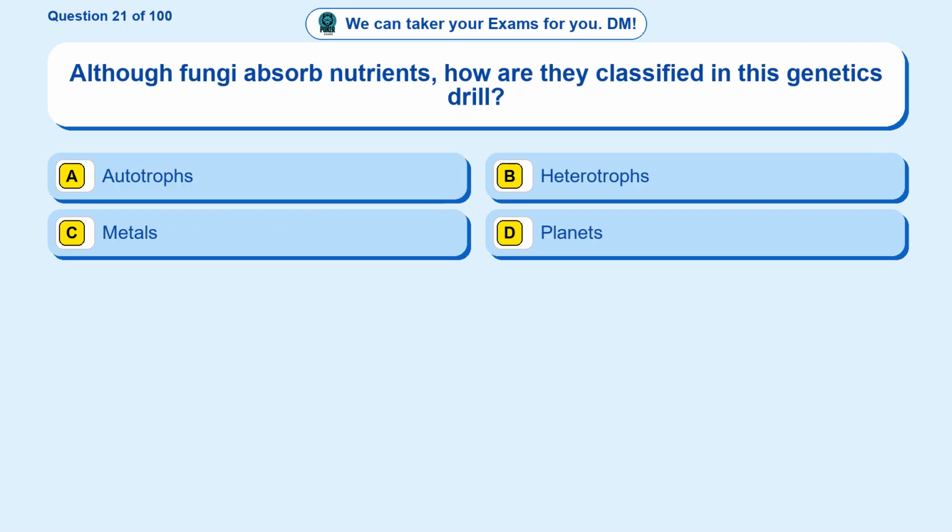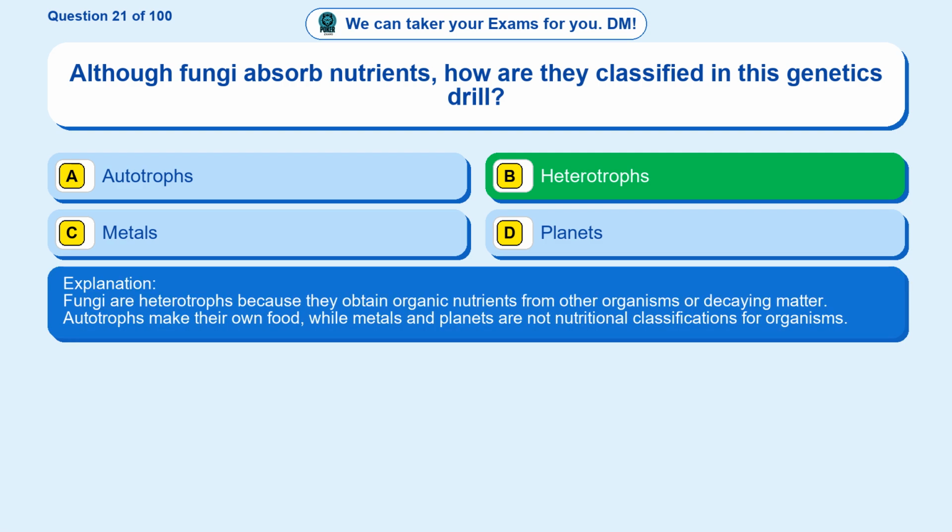Question 21. Although fungi absorb nutrients, how are they classified in this genetics drill? Option A. Autotrophs. Option B. Heterotrophs. Option C. Metals. Option D. Planets. The correct answer is option B. Heterotrophs. Fungi are heterotrophs because they obtain organic nutrients from other organisms or decaying matter. Autotrophs make their own food, while metals and planets are not nutritional classifications for organisms.